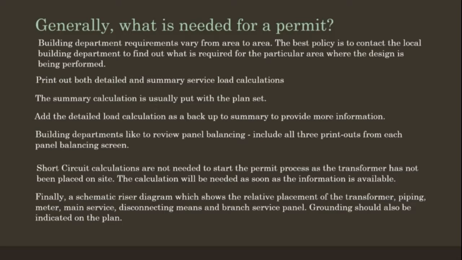Building departments like to review panel balancing. Include all 3 printouts from the panel balancing screen. Short circuit calculations are not needed to start the permit process as the transformer has not been placed on the site. The calculation will be needed as soon as the information is available. Finally, a schematic riser diagram which shows the relative placement of the transformer, piping, meter, main service, disconnecting means, and branch service panel. Grounding should also be indicated in the plan.